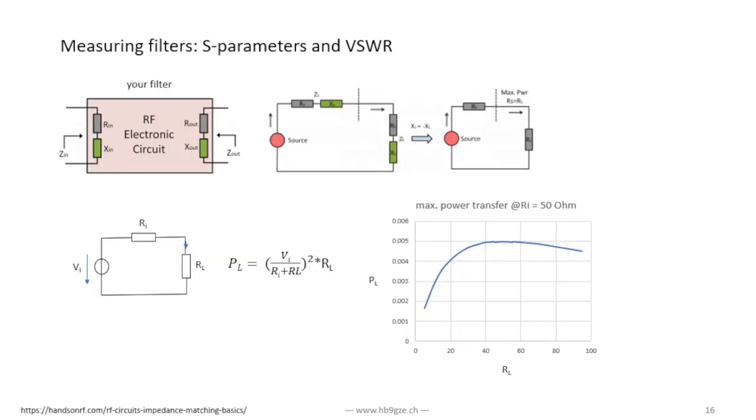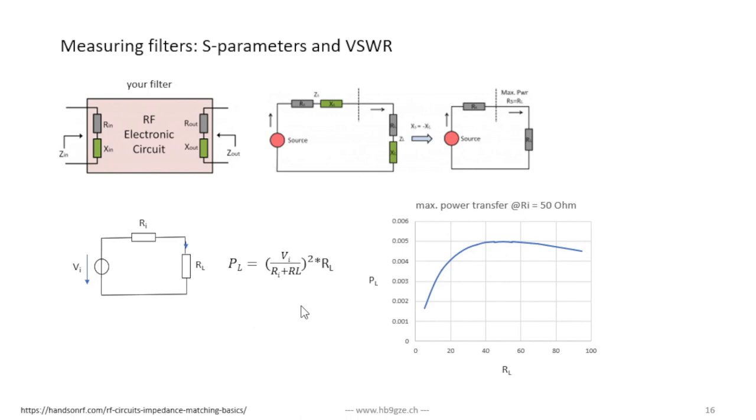We say a system is matched when you have no reflection. And a matched system also means that you have the maximum power transfer from the source to the load. If you have a source with inner resistance, or in other words, with your system impedance, in our case typically 50 ohm, and if you have a load which is also exactly 50 ohm, then you have no reflections. And you also at the same time transfer the maximum power from the source to the load.